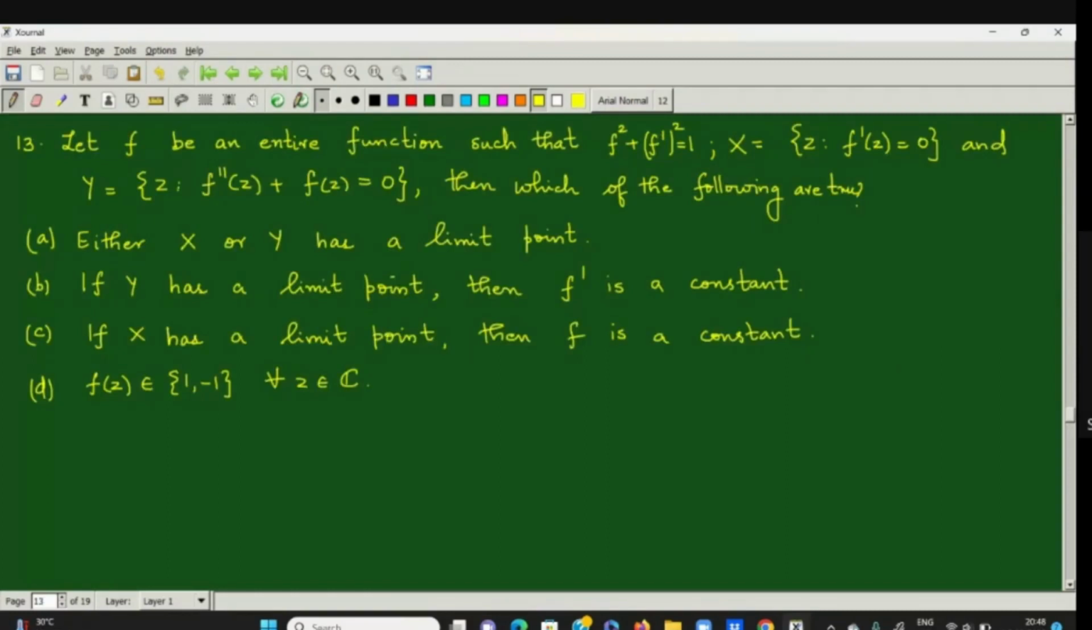So, now the question is that f is an entire function. Hope you can see and understand, even though my voice is breaking. f is an entire function and f is satisfying this equation. So define a set X to be the zeros of its derivative and Y to be the zeros of this equation. Now which of the following are true? Try on your own, then let me know.